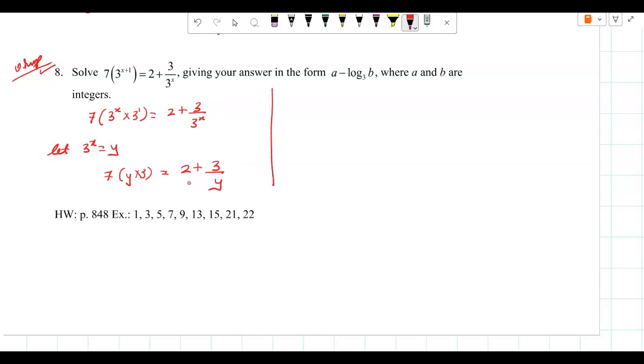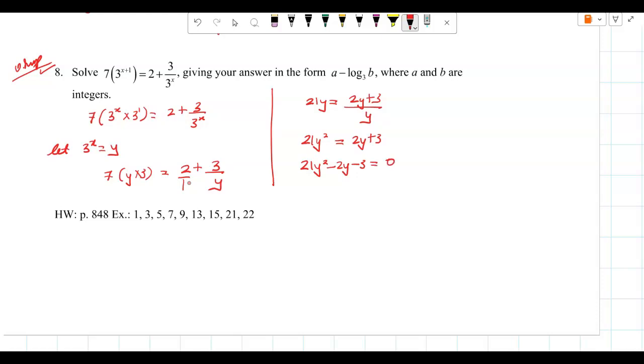So how much is that? 7 3s are 21. So 21y is equal to 2 plus 3 upon y. If you take the LCM, you multiply by y. Now cross multiply: 21y squared is equal to 2y plus 3. So 21y squared minus 2y minus 3 is equal to 0.